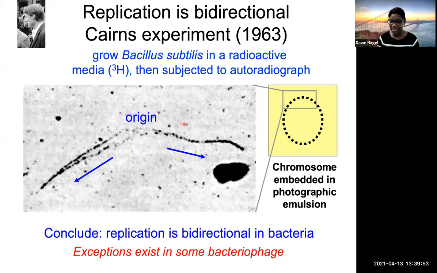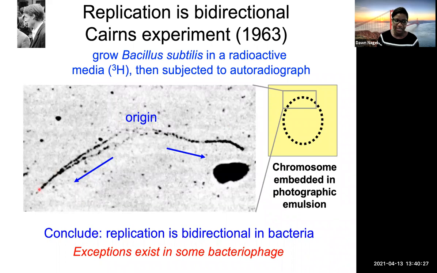So this Cairns experiment in the 1960s is where they used radioactivity to label the replicating DNA and then looked on a film, or an autoradiograph, to see the pattern of that replicating DNA, okay? So similarly, you would grow the bacteria in radioactive hydrogen-3, and then you would image it, or expose it to a film, and see what you see. And this is kind of the depiction that was seen, right?